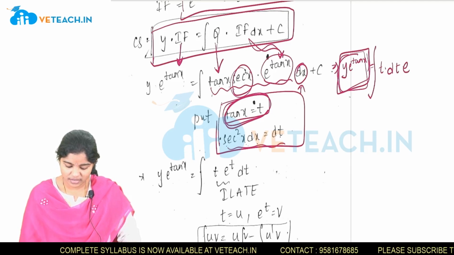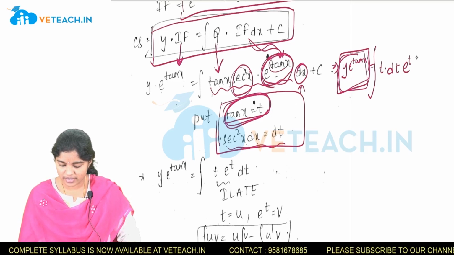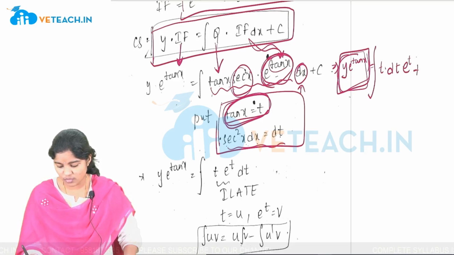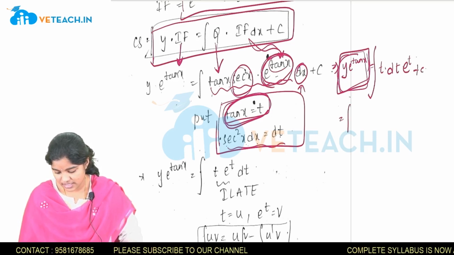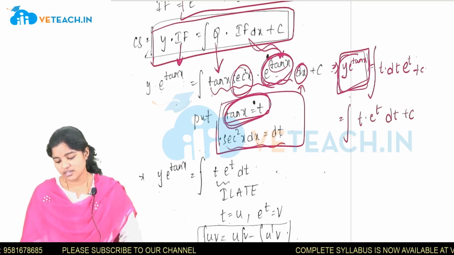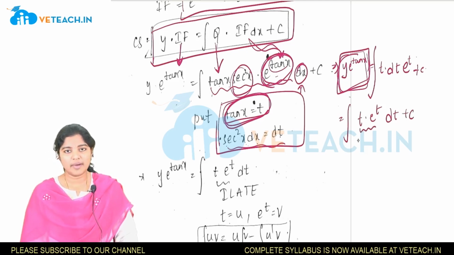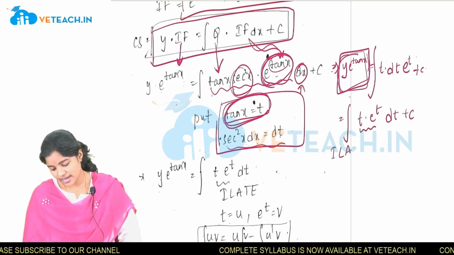So dt, e power, what is e power tan x? e power tan x is equal to t, so e power t. So by rearranging, we can write it as the integration of t into e power t dt plus c. Now it became a simpler form. Now we should perform integration by parts by using ILATE.